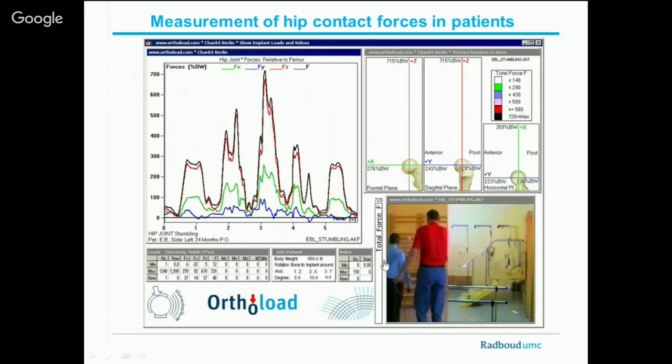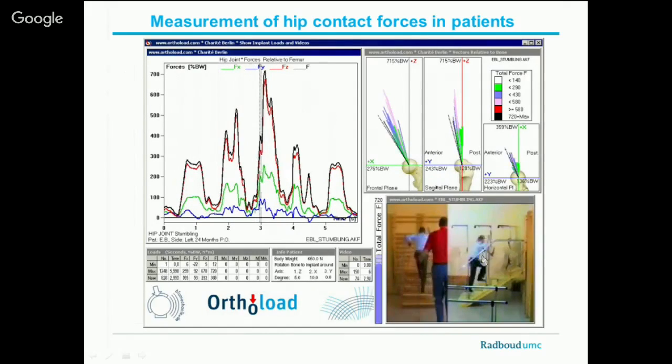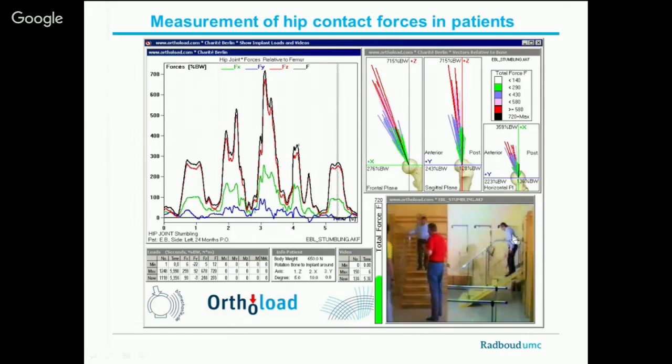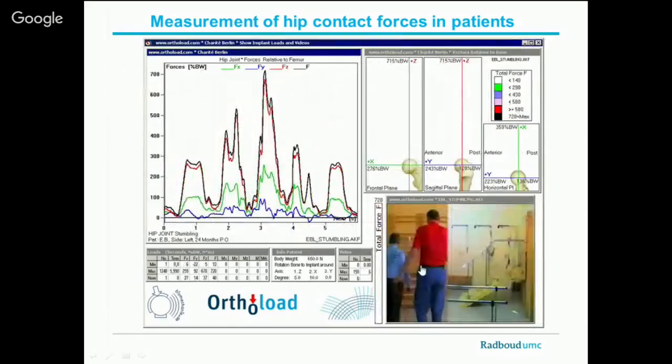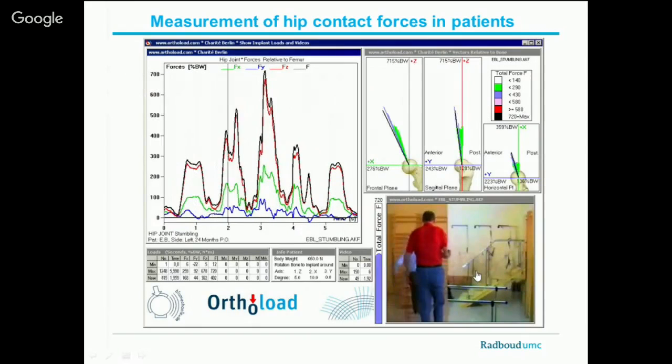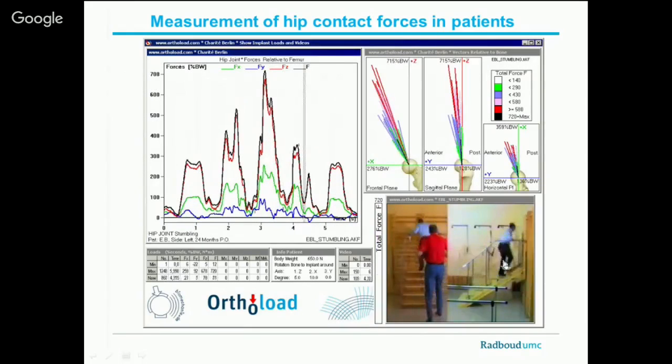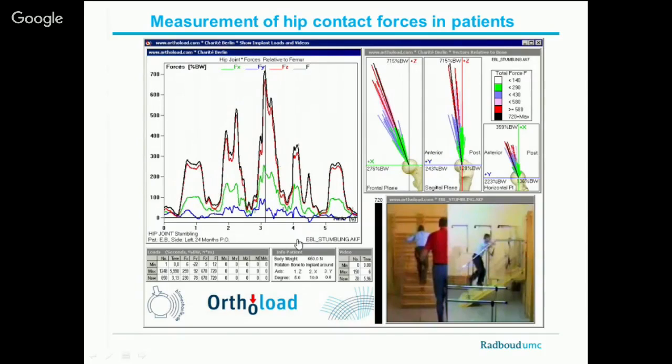This is another case. And you see here in this video, you see the back view and the side view of this. This is the patient, and he's going to walk up these stairs. Okay, let's see what he does. So here he comes. Oops, you saw he was stumbling. Okay, I run it again. Let's see. Yeah, so he's stumbling.